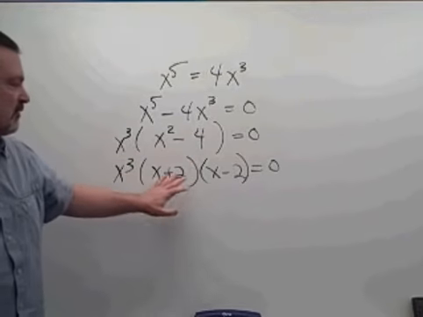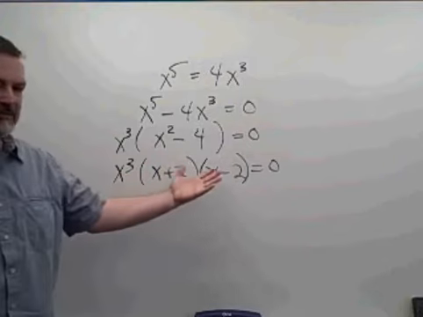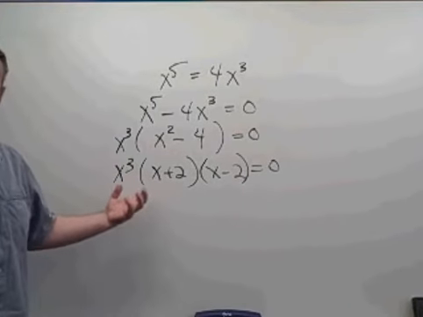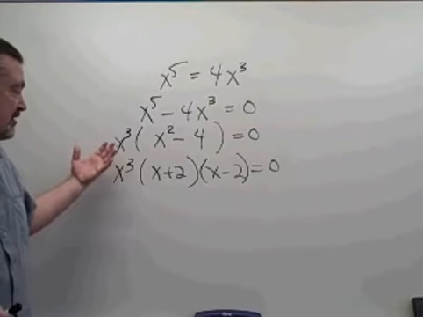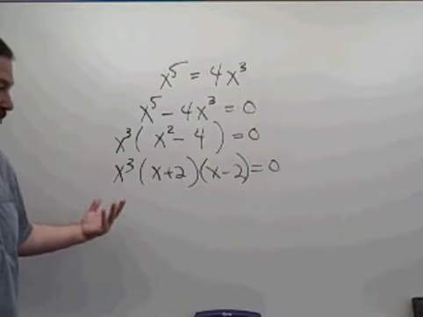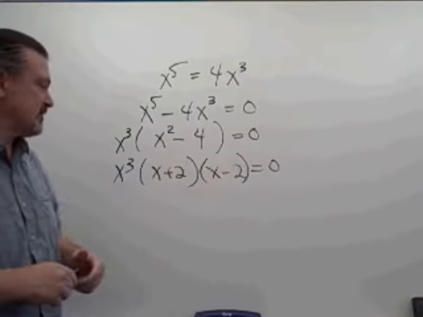X squared minus 4 factors into x plus 2 times x minus 2. And I now have these factors that I can examine to see what value of x would make the factor become 0, because if you can make one of the factors become 0, the entire product will be 0, which would give us a solution because the left side would then be the same as the right side.